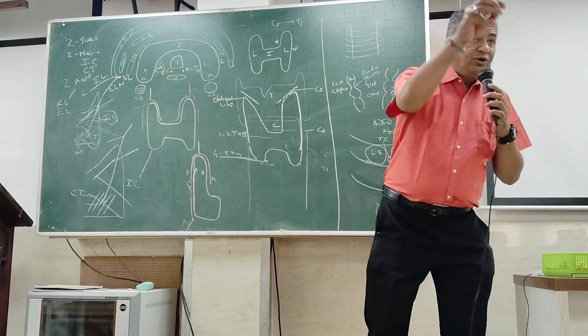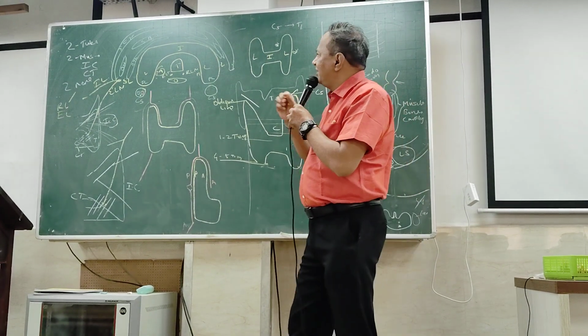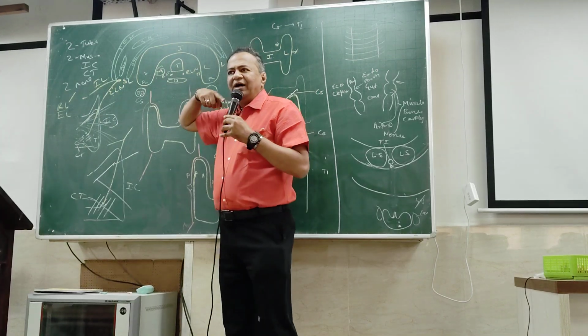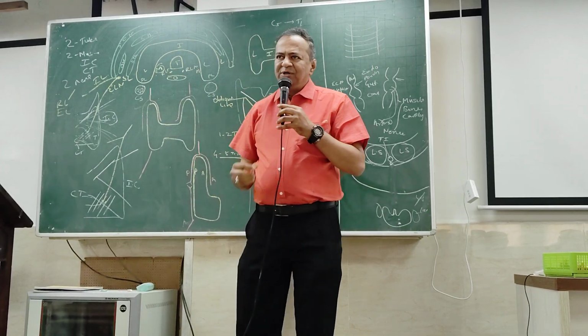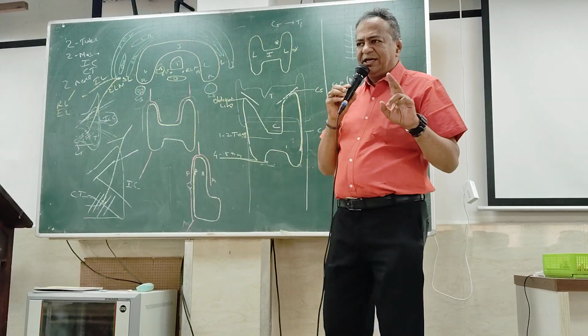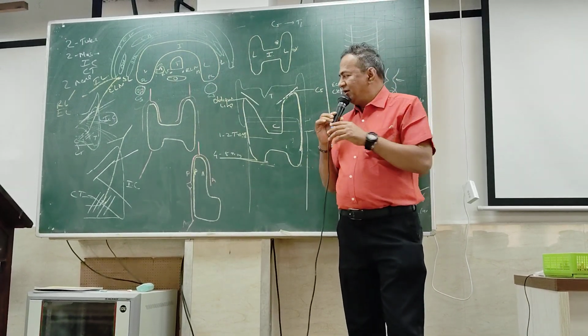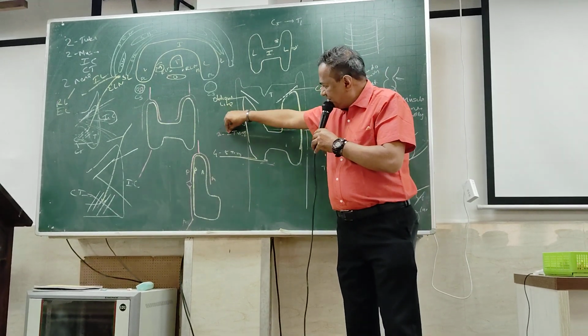Now let us talk about the relations of the isthmus. Anteriorly the isthmus will be related to sternothyroid. Posteriorly it will be related to the second and third tracheal ring. Second and third tracheal ring.